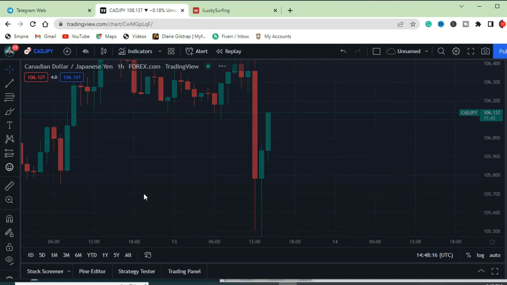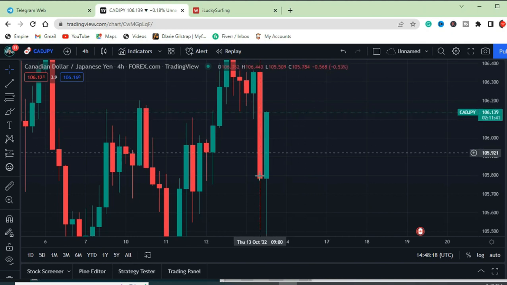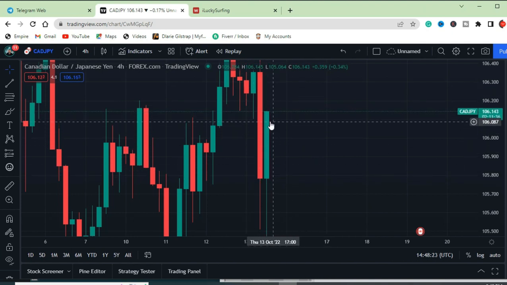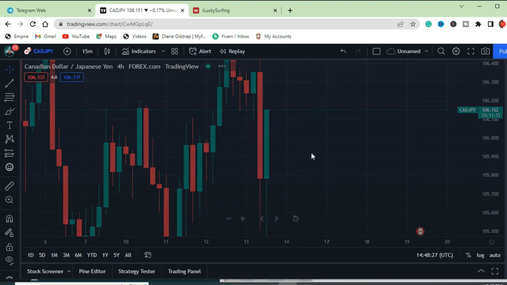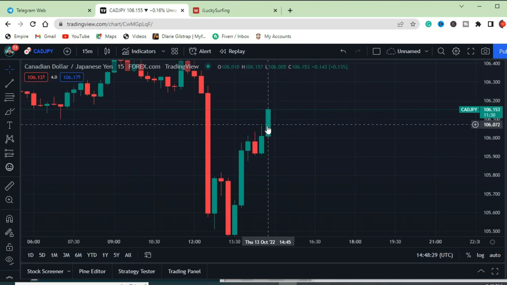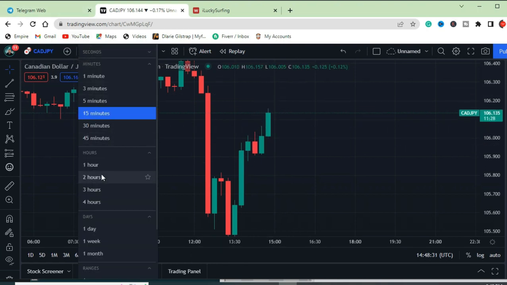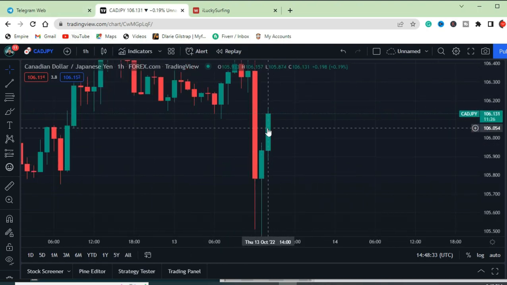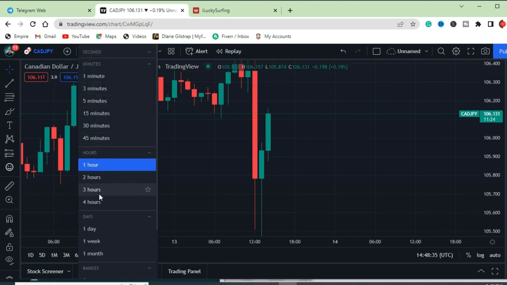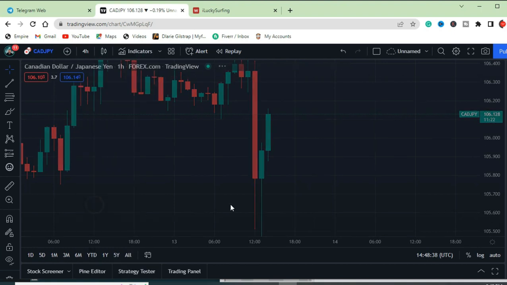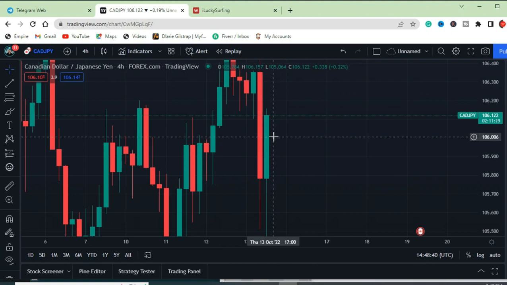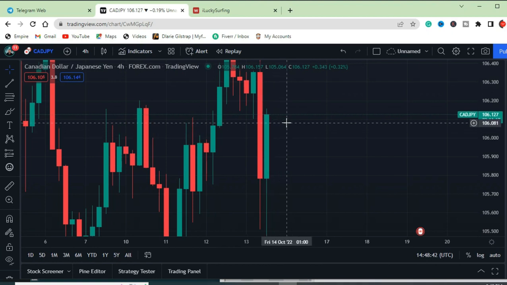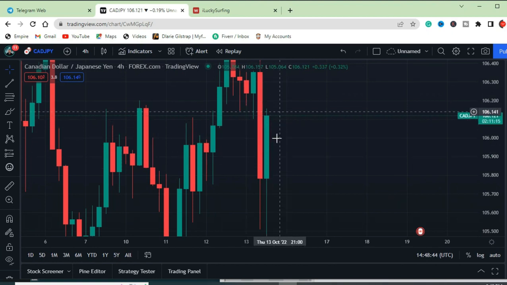So I'll check the 4 hours time frame again. Okay, a very good one here. It means that in the 4 hours time frame we're still having an uptrend. As you can see, we have this on 15 minutes, it's going up. We have this in 1 hour, it is going up. And we have this in 4 hours, it is going up.